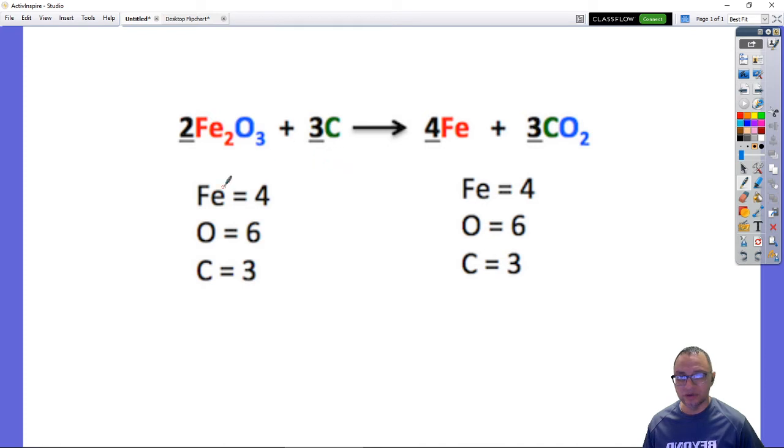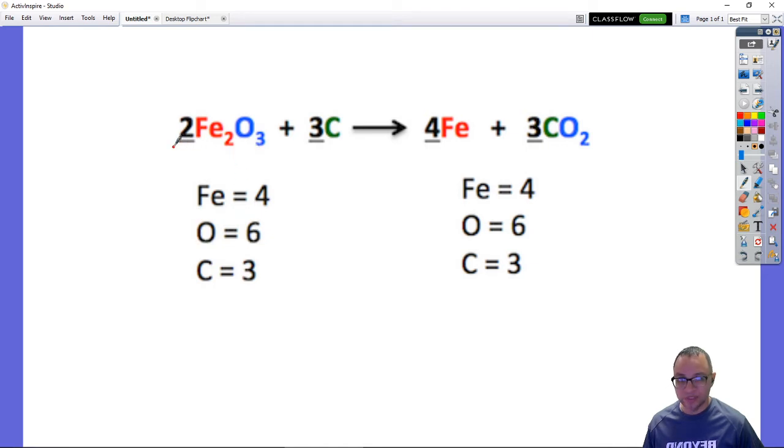Alternatively, you can also multiply. So you can take the coefficient and just multiply it by the subscript that's there. So 2 times 2 gives you 4 Fe. And then 2 times 3 gives you 6 oxygen.